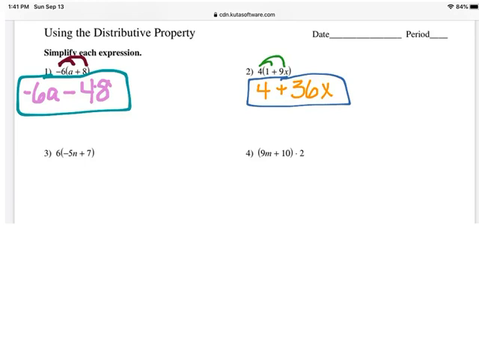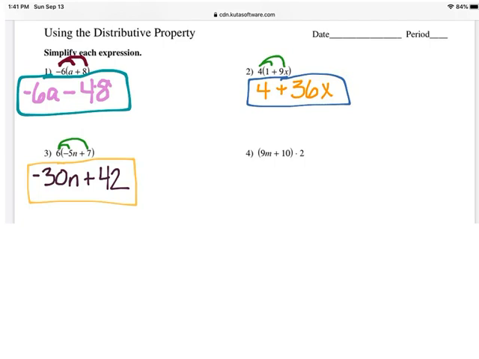Okay, number 3. We've got 6. That needs to distribute to both of these terms here. So when we multiply 6 and negative 5n together, we are going to end up with negative 30n. And when we multiply 6 times 7, we're going to end up with a positive 42. And so our final answer after we've distributed is negative 30n plus 42.